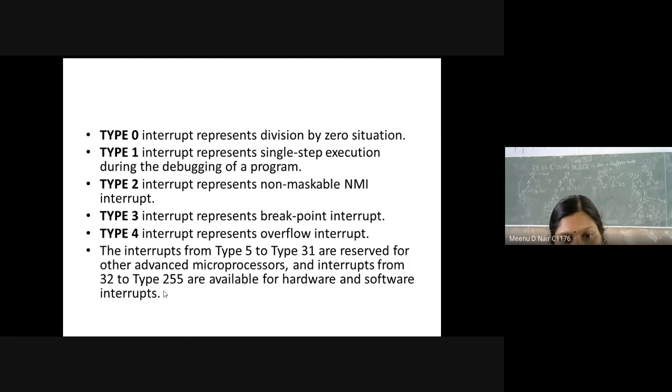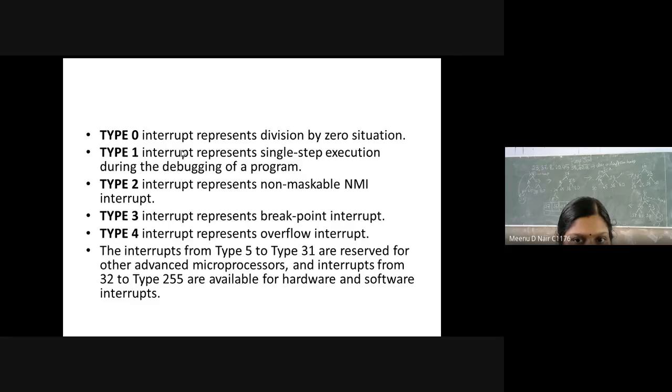Type 0 to 255, so totally 256 interrupts are there. They are type 0, type 1, 2, 3, 4 which have some particular functions. Then type 5 to 31 are reserved for advanced microprocessors, and 32 to 255 are available for both the hardware and the software interrupt.